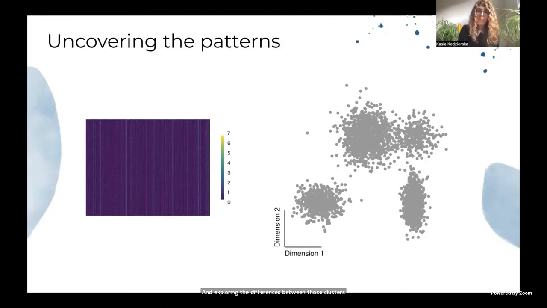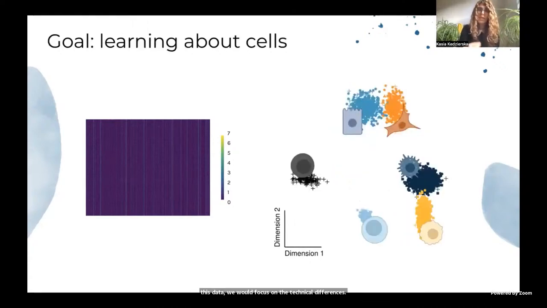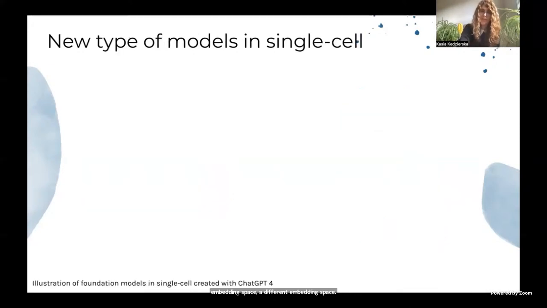However, what usually happens is that batch effects confound the data. And if we did not know about the batch effect in this data, we would focus on the technical differences rather than the biological ones. And the goal is to learn about cells and their identities. So what we want is a model that would create a different embedding space, one that would reflect the biological differences in our data.